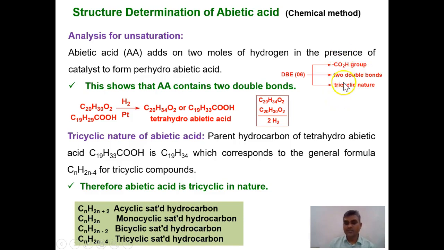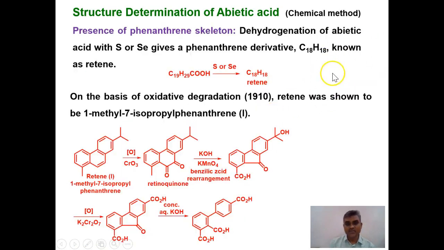With this information in hand, this is a major piece of information we have got. Now we have to find out the skeleton of abietic acid, and in this skeleton we have to assign the positions of the 2 double bonds as well as CO2H, and in that way we can reach the structure of abietic acid. To prove the skeleton of abietic acid, a dehydrogenation experiment is performed. Dehydrogenation of abietic acid with sulfur or selenium gives a compound called retene, having molecular formula C18H18.